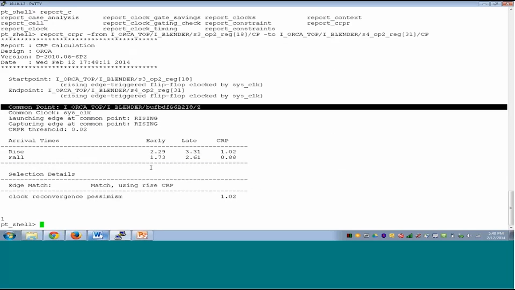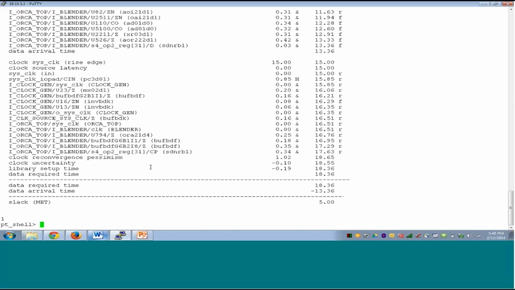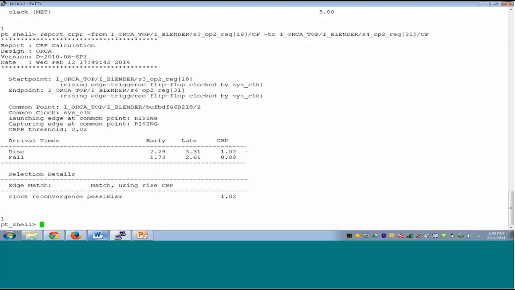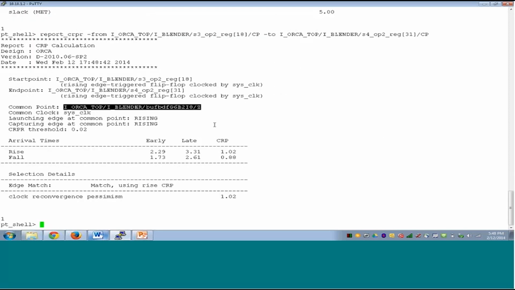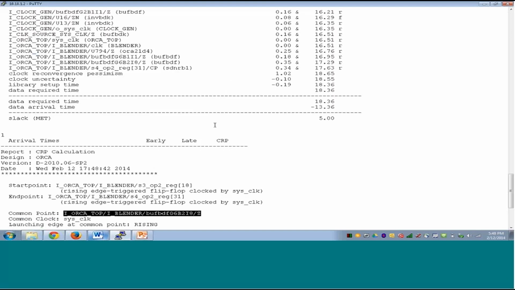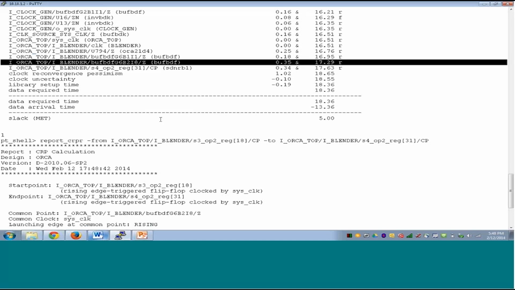So let me also do a report timing and minus path type full clock, and yeah, I'll do a report CRPR. So this is the common point. This is the clock common point, which is iBlender and buff BD G6 B2 I8. So we see that this is the common point.